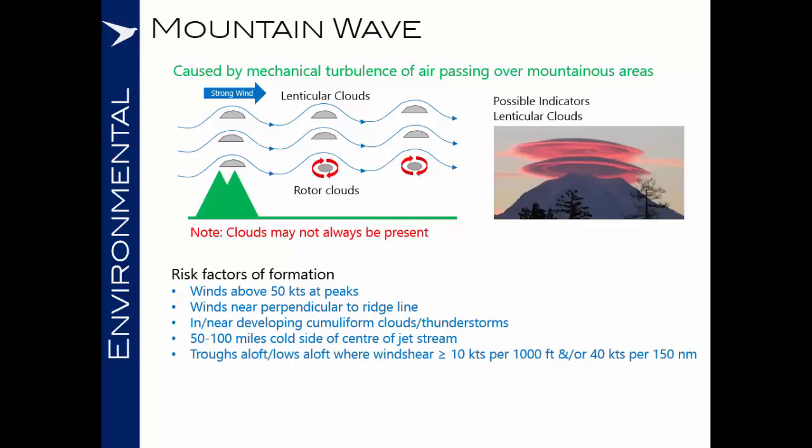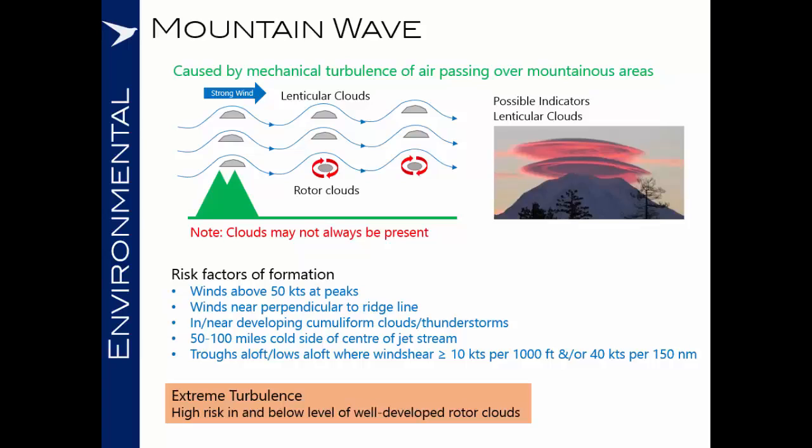They are sometimes associated with troughs aloft or lows aloft where the wind shear is greater than or equal to 10 knots per 1,000 feet and or 40 knots of horizontal wind shear per 150 nautical miles. One of the key things to remember with mountain wave is it can be extremely turbulent, and there's a very high risk in and below the level of well-developed rotor clouds.